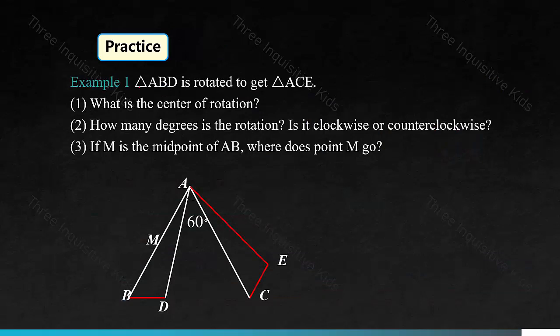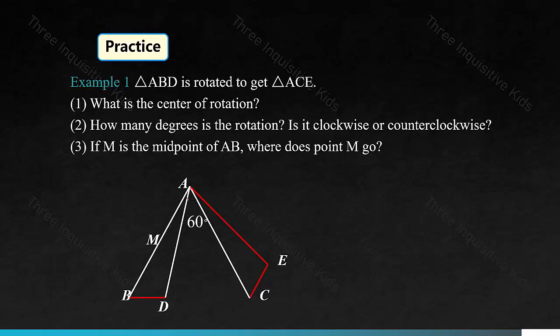Here's some practice. Triangle ABD is rotated to get triangle ACE. What is the center of rotation? How many degrees is the rotation? Is it clockwise or counterclockwise? If M is the midpoint of AB, where does point M go?